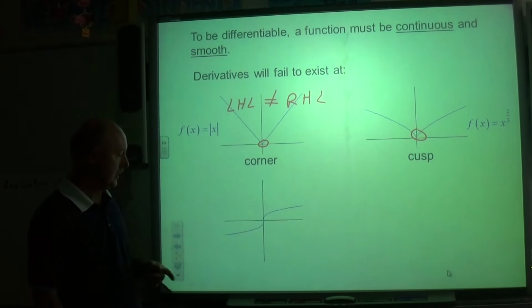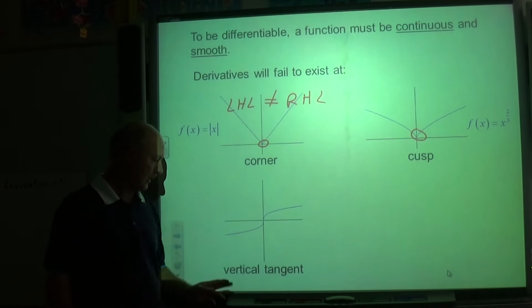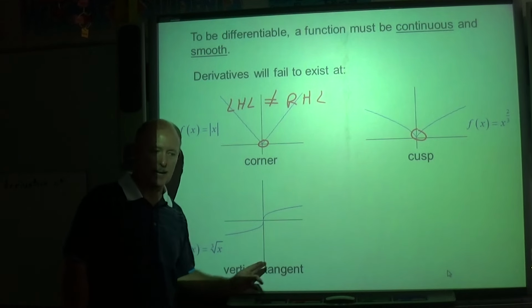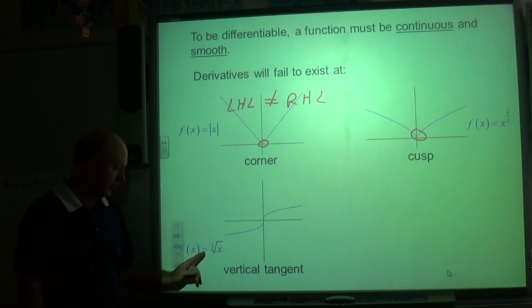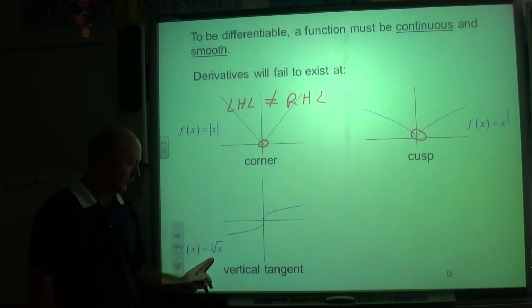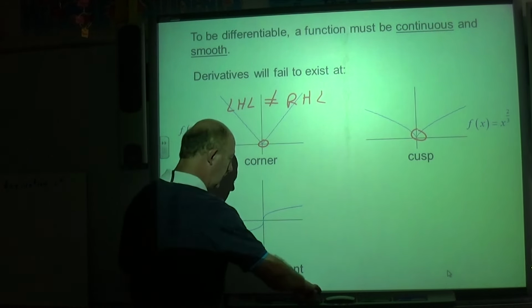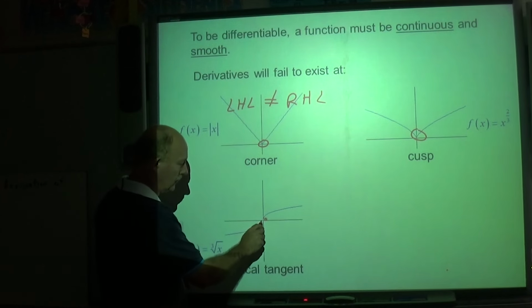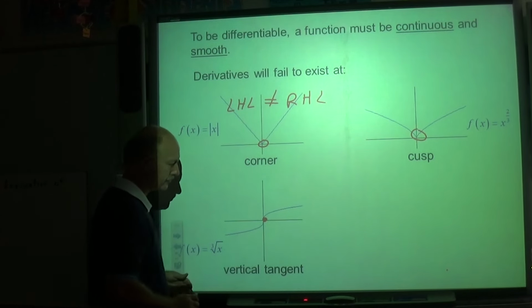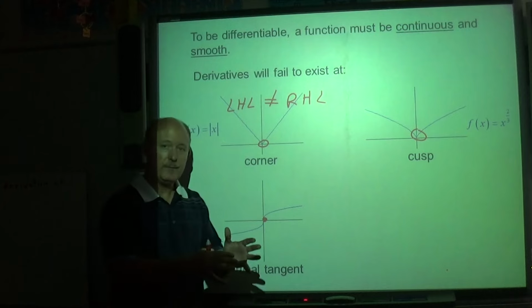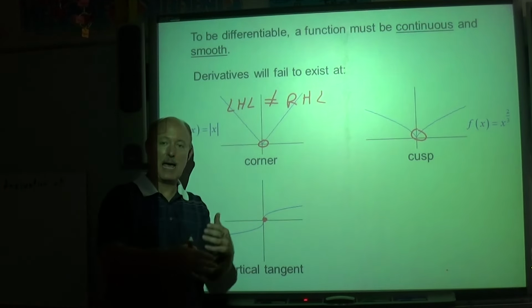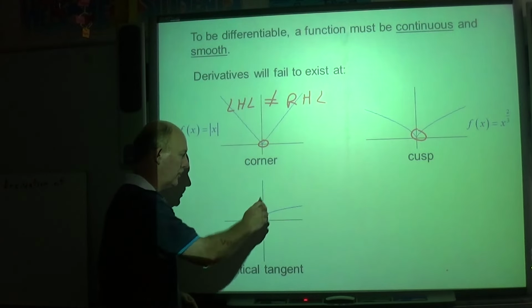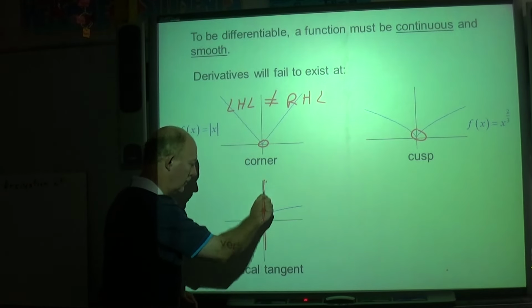Another example would be something like this right here, if you have a vertical tangent line. Let me show you. This is f of x equals the cube root of x. If you look at the derivative, let's say right here at 0, 0. Now remember, the derivative is slope. If you draw a tangent line, the tangent line will actually cross the graph. So the tangent line will be this right here.